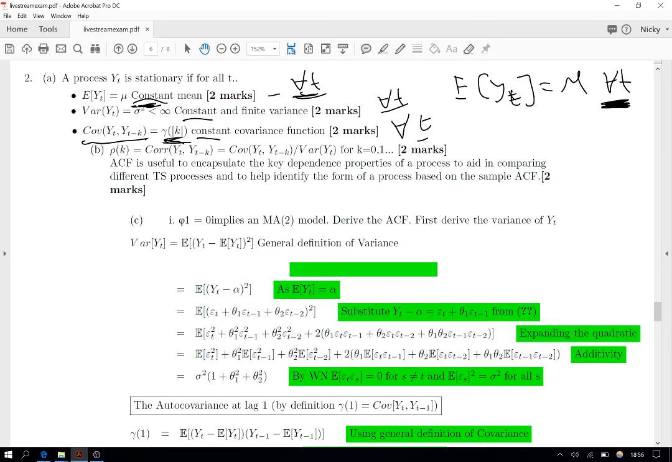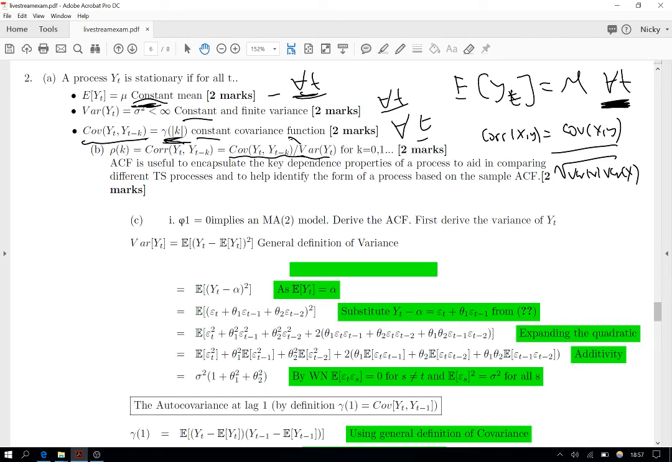Part B then asks you to define the autocorrelation function for a stationary process and briefly explain its use. Well, we have the definition here. And the key thing to note, remember, the general formula for the correlation is the covariance of x and y divided by the square root of each of the variances. It simplifies here because of stationarity: the variance of yt and the variance of yt minus k are both equal, so we get the square root of the square of the variance of yt. So this is only the formula for the correlation when it's stationary. That's a key thing to note here.